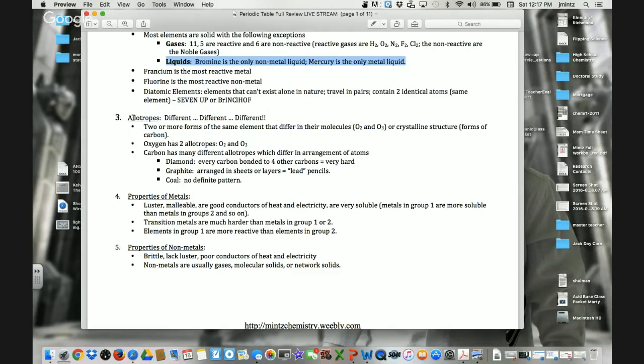I doubt the Regents will ask you the term allotrope. They will ask you about why these 2 things, O2 and O3, have different properties, and that's because they have different structures, right? Very nice and simple.